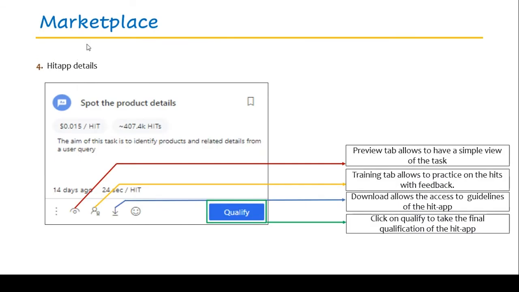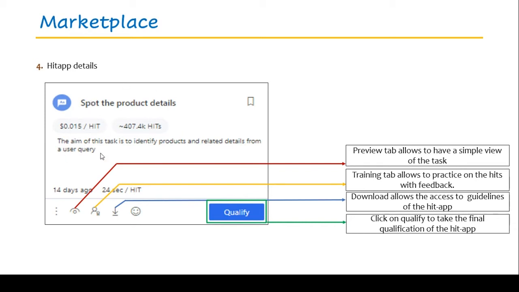So how does the hit tab look, and what are the different things that are available on a hit tab? The top one is the name of the hit tab. Here the name of the hit tab is for the product details. So this is the hit tab that you're working on. There is a quick overview of what the hit tab is about. The hit tab is the task that you're working on. The aim of this task is to identify products and related details from a user query. So this is what this task is about.